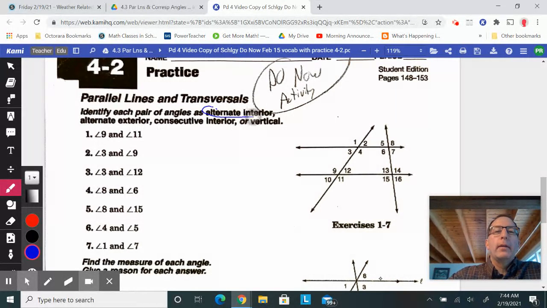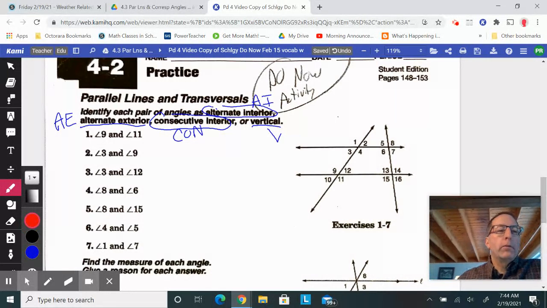We have alternate interior. We'll just abbreviate that as AI. Alternate exterior. Instead of rewriting that whole thing, we'll say AE. Consecutive interior, we'll just put CON. And vertical, we'll just put V. So let me use the red tool here.